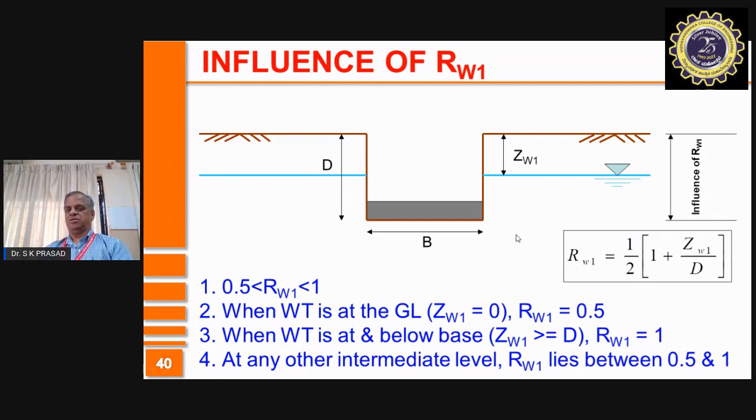Please note, in geotechnical engineering, the worst situation is due to the presence of water, or sometimes presence or absence of water. So the worst situation here will be when the water is up to the top of the ground. In that case, Zw1 will become 0. And check what happens to Rw1. When Zw1 is 0, Rw1 will be 0.5. So remember, when the water table is near the surface, Rw1 will be 0.5.